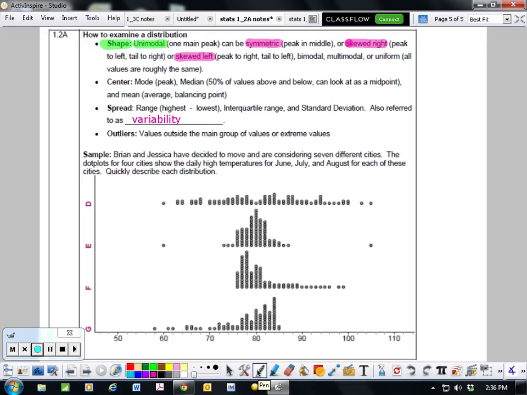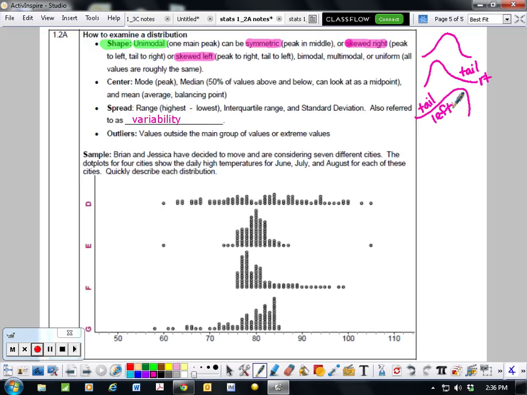So when we're looking at this, a symmetric might look kind of mound-shaped. There's one peak, it looks pretty even on both sides. That's our symmetrical. And then we have skewed right. That means our peak is to the left, but we have kind of a tail to the right. And so this is a right skewed distribution. And then we also have most of our values to the right, a tail to the left. That's our left skewed distribution. So wherever the tail is, that's how we name the distribution.